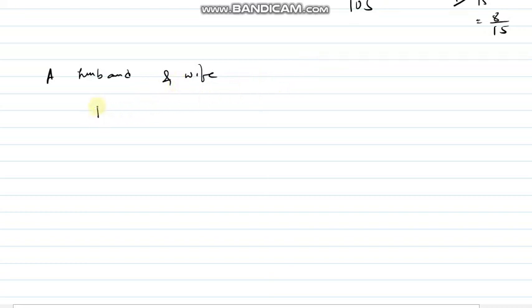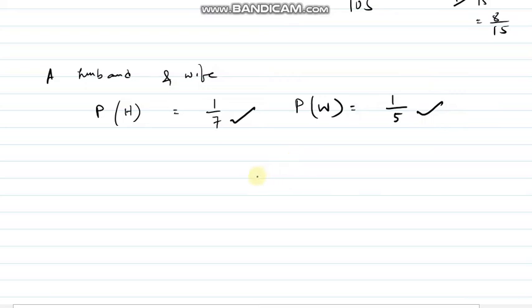The probability of husband selection is 1 divided by 7, and probability of wife selection is 1 divided by 5. First case, what is the probability of both will be selected? Now check. Both will be selected.